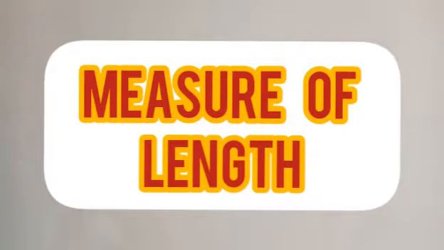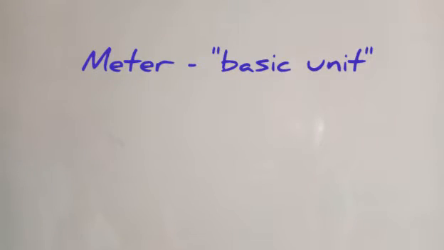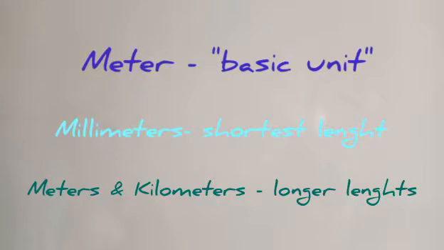So, meter is the basic unit of length in the metric system. The shortest length can be measured in millimeters. To measure longer lengths or distances, meters and kilometers are commonly used units of measures.